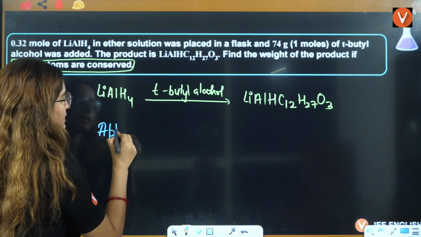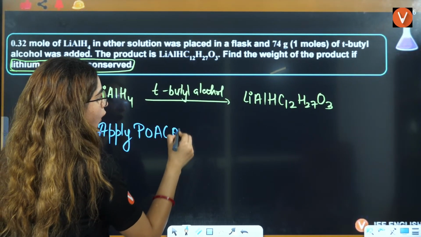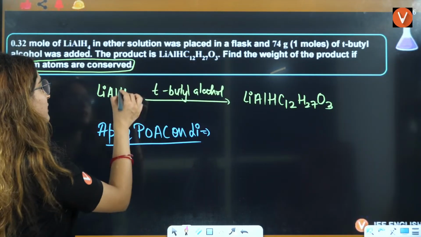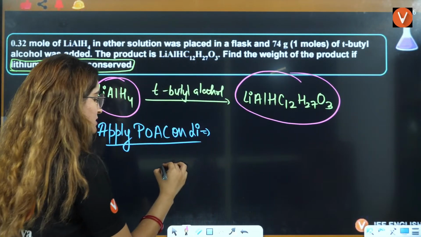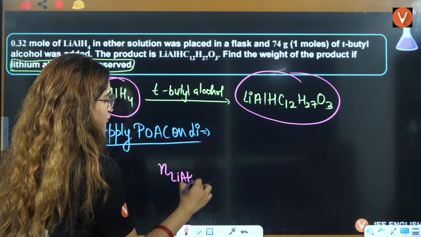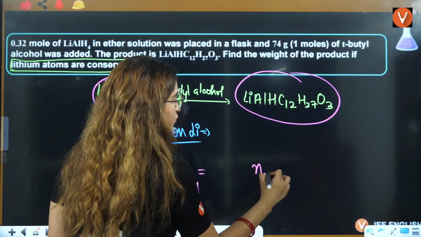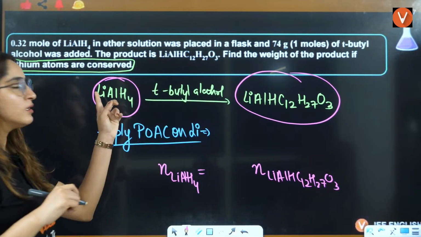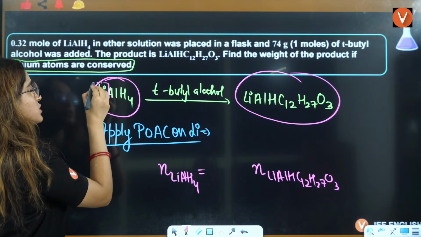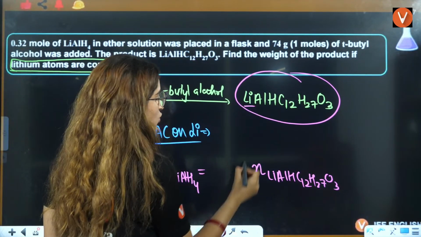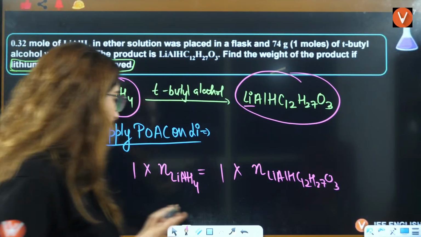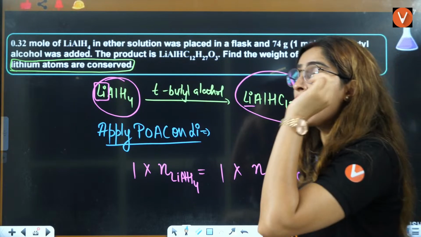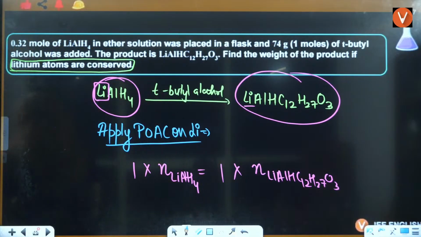So let's apply POAC on lithium. POAC on lithium, everybody. If you apply POAC on lithium, this is lithium and this is lithium. So you will say number of moles of LiAlH4 is equal to number of moles of LiAlH C12H27O3. The number of lithium atoms in a molecule is 1, so it will be multiplied by 1. This lithium is also 1, so this will also be multiplied by 1. That means number of moles of this reactant is equal to number of moles of this one by applying POAC, right?